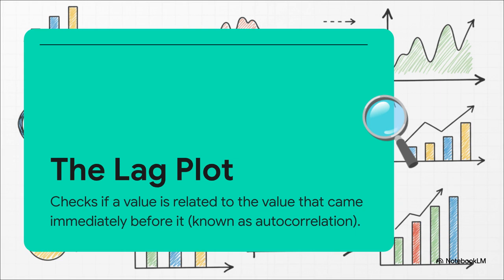Okay, here's a bit more of a specialized tool, the lag plot. It helps us look for something called autocorrelation, but I just like to think of it as data momentum. It answers a really simple question. Is today's value related to yesterday's value? If sales were high yesterday, are they likely to be high again today? The lag plot shows us that connection.